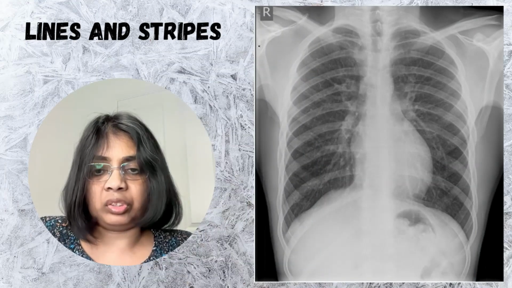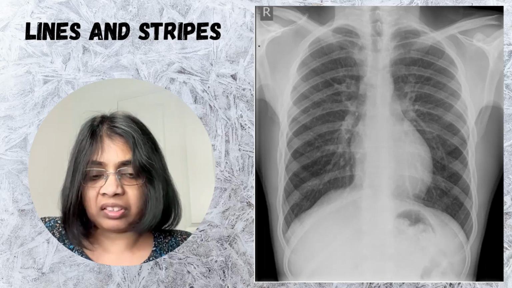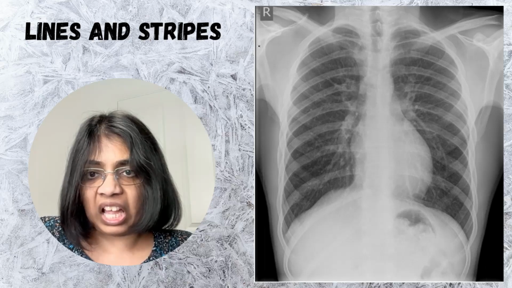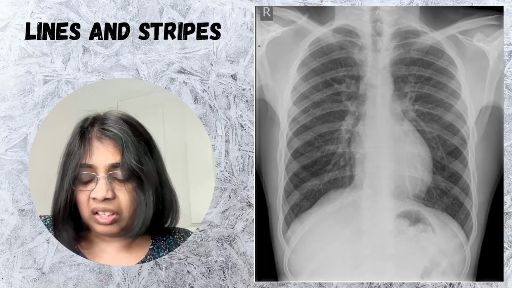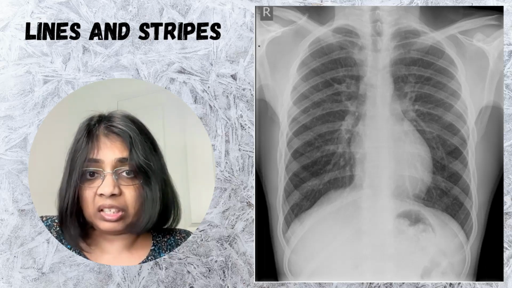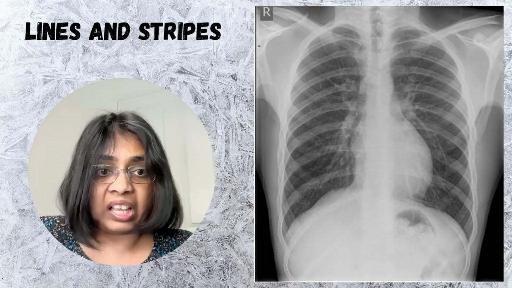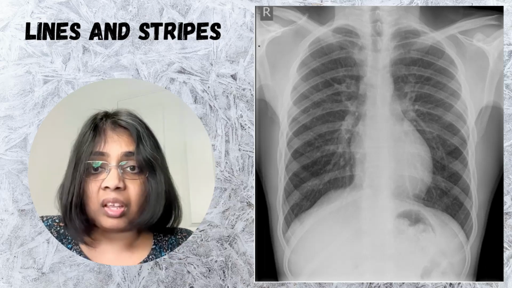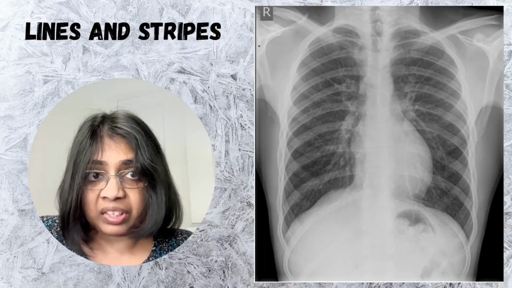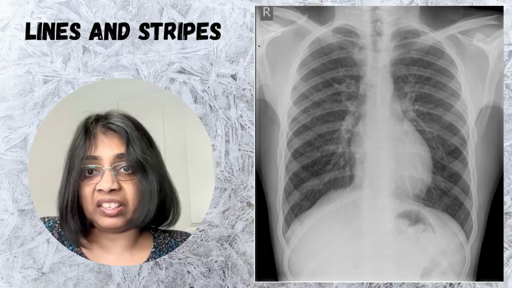Next, we're going to move on to lines and stripes. It's important that we recognize these structures on a chest radiograph, as abnormalities in these lines and stripes can be valuable to recognize and will be useful to identify as we can further investigate the abnormality on CT.